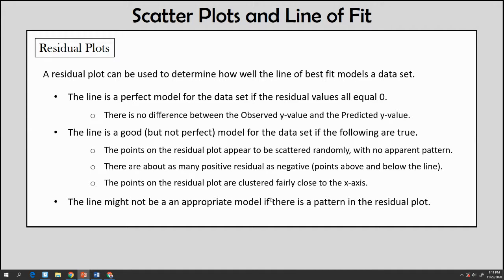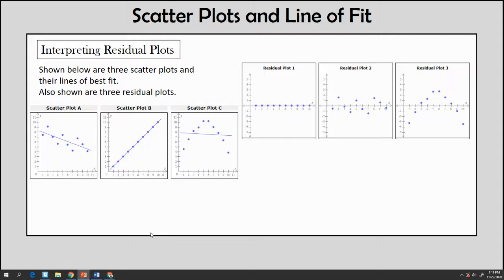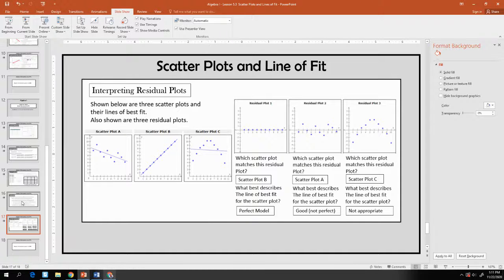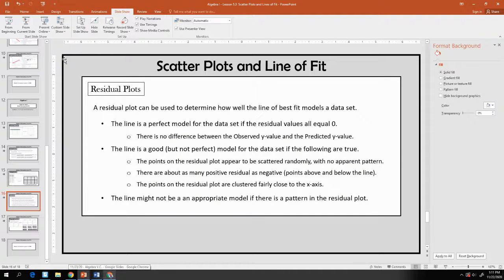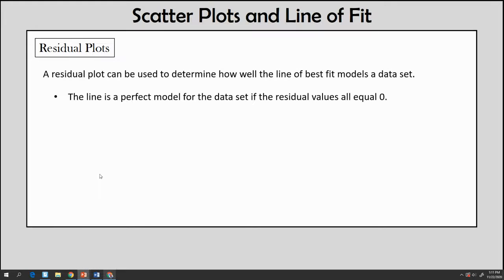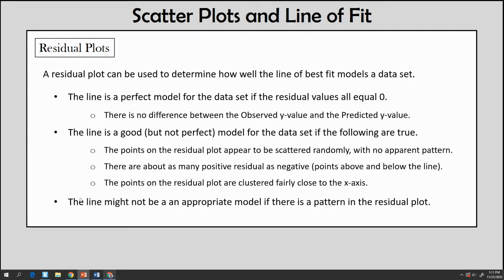And then if you don't have a good model, let me go back here. Let me step through this again real quick. The line is not good if there appears to be a pattern in the residual plot. And we'll look at that right now.